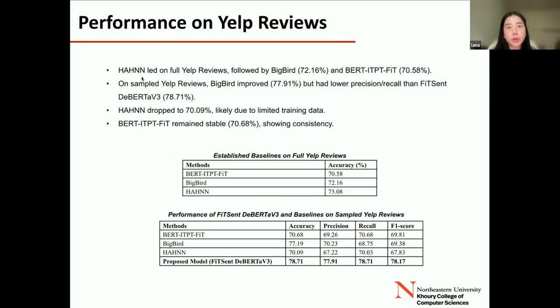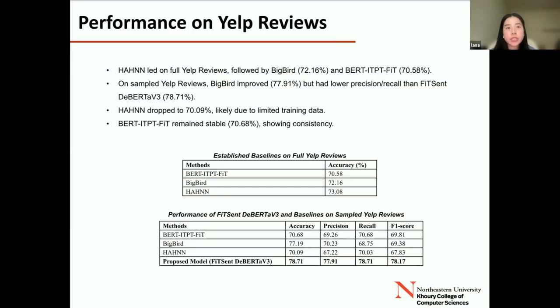So here the hierarchical attention hybrid neural network, or HAN, achieves the highest accuracy on the full dataset by capturing both word level and sentence level dependency. Big Bird, which is another transformer model, but utilized for longer text, follows with a 72.16% accuracy, while another fine-tuned BERT method, BERT with in-task pre-training and fine-tuning, achieves 70.58%.